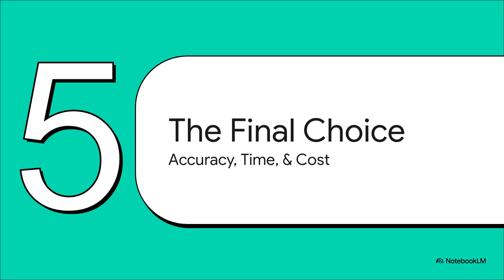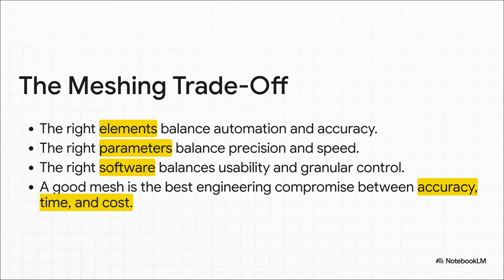And this brings us to our final stop, where everything we've talked about really comes together. Because at the end of the day, meshing isn't just some technical task you check off a list. It's a huge engineering decision that's all about balancing three competing factors. It all comes down to a series of really important trade-offs. The choice of elements, that's a balance between automation and accuracy. The choice of parameters, that's a balance between precision and speed. And the choice of software, that's a balance between it being user-friendly and having total control.